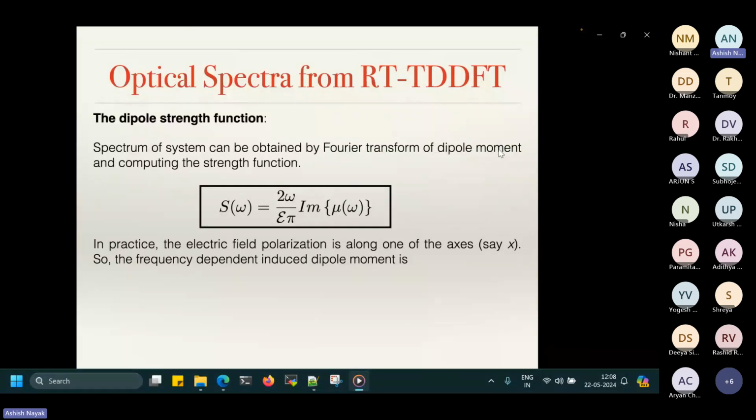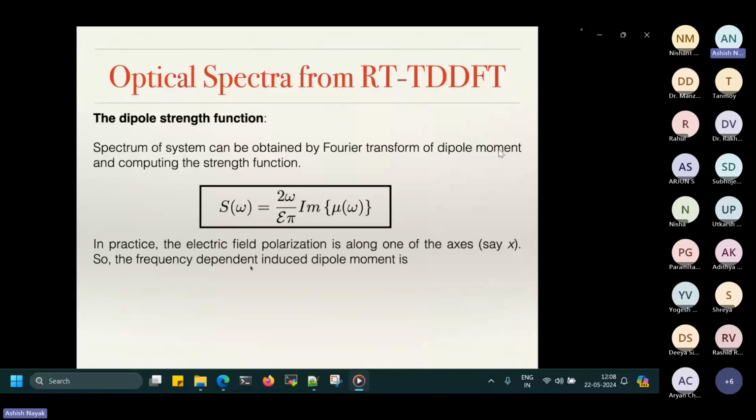So if you want to compute the total polarization of, let's say, a molecule in the gas phase, which is usually averaged over all directions, then you'll have to run 3 different simulations, one along X, one along Y and Z, and then take the average spectrum to get the total strength function, and then compare that to experiment.